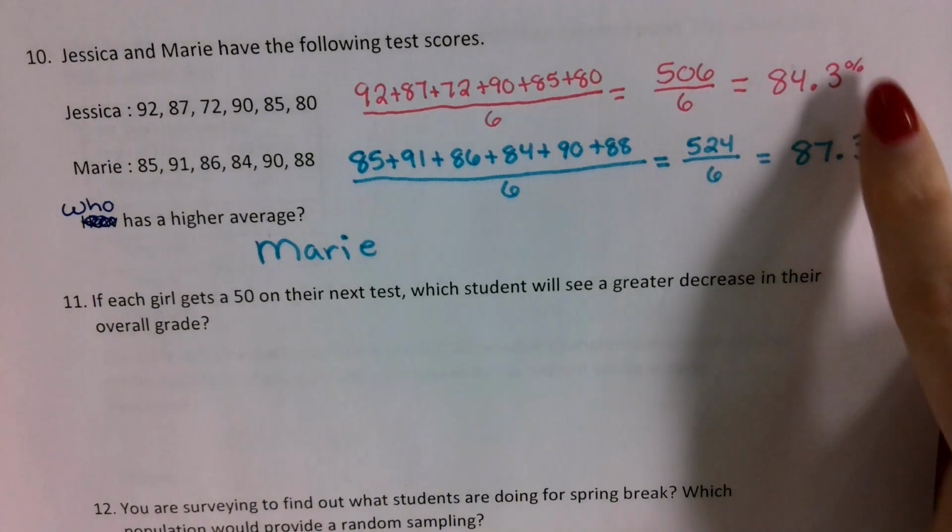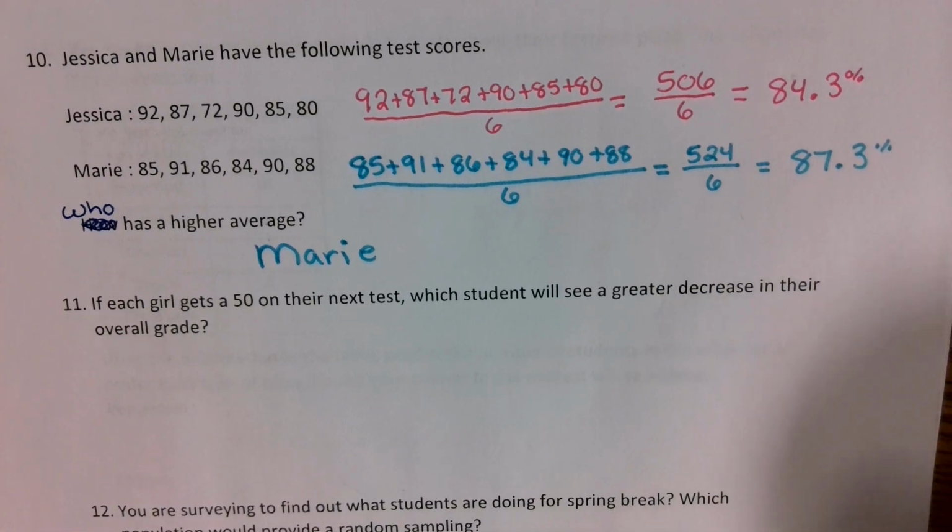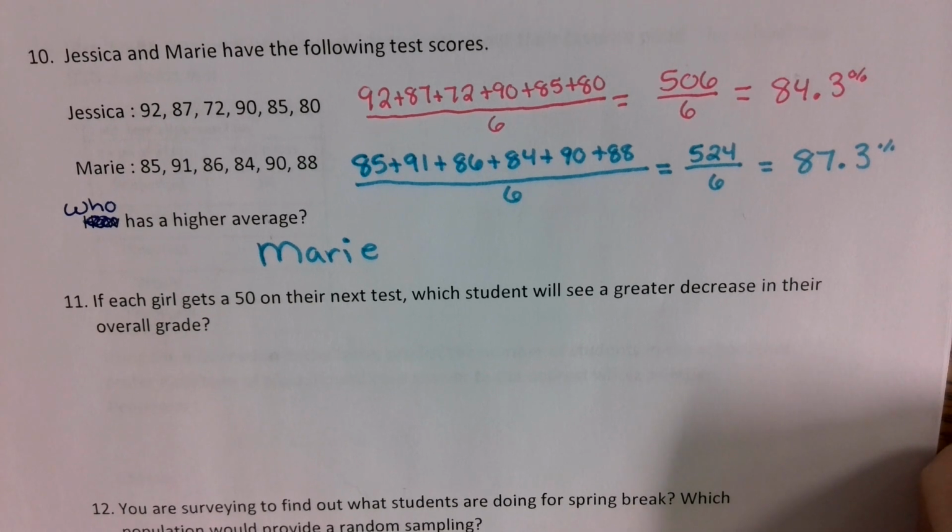If both of the girls receive a 50 on their next test, who do you think is going to go down more? Who do you think, Vincent? Why? Okay, because she has a lower grade to begin with, so you think that another low grade is going to bring her down further? Okay, what about you, Ezra? What do you think? Marie. Why? Because if she has a higher grade, and then she gets a bad grade, then it's going to go down more.